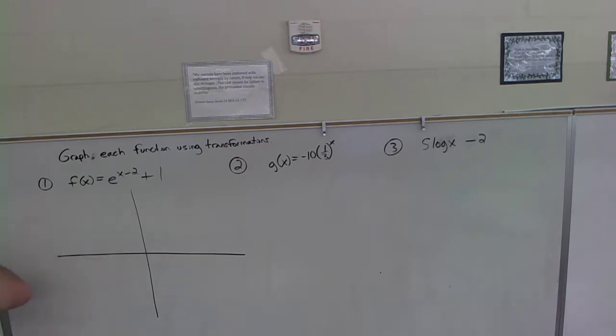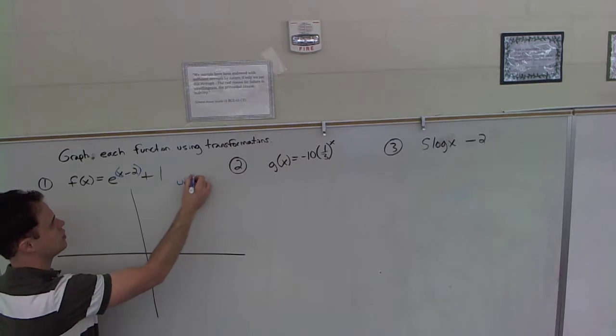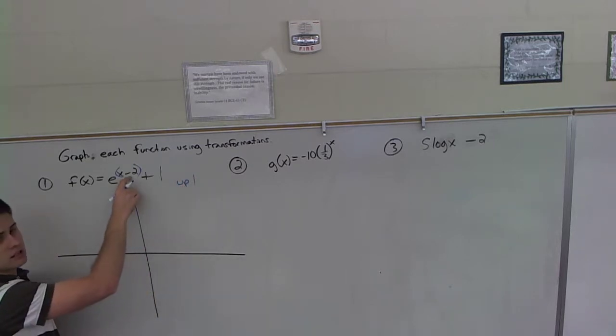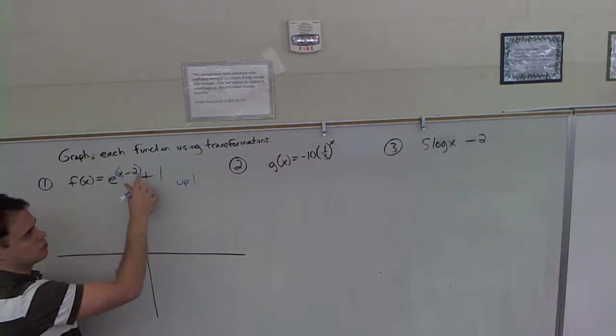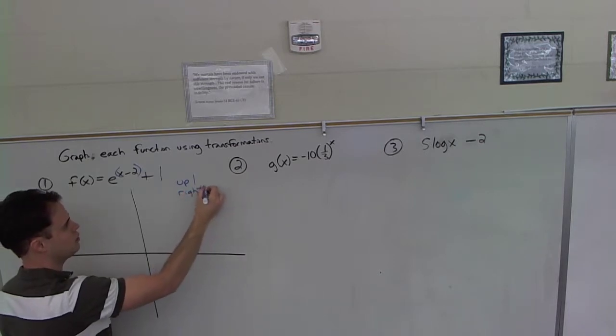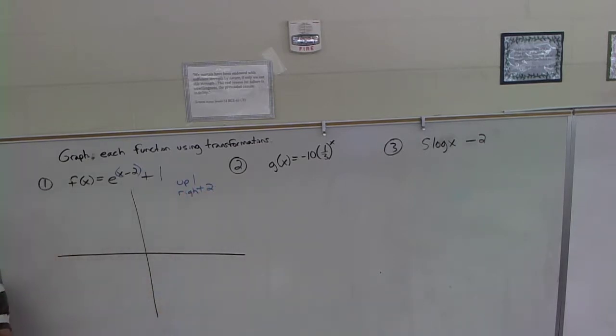Okay. What transformations have been applied? Plus 1 goes up, because it's outside. Where's the inside of this function? The inside is really right there, whether they put parentheses or not, right? The inside is the exponent. So this guy moves it up 1. And this is on the inside, so that's going to go left or right. So right by 2. Luckily, transformation rules never change. You know them.